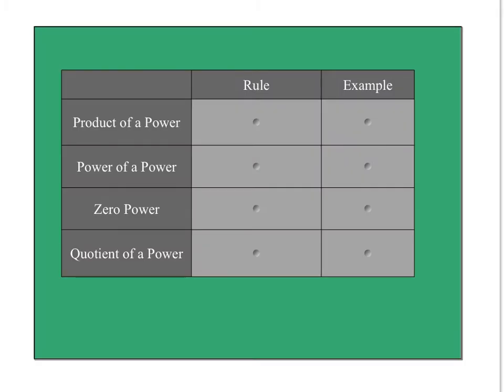So a couple rules to remember. First off, product of a power. Product, of course, means multiply. So if I have a to the fifth times a to the sixth, that's where I add the exponents, so I'm going to have a to the 11th. When you multiply things, you add the power.